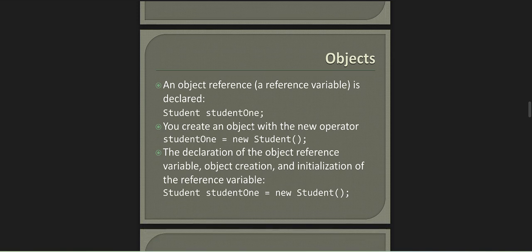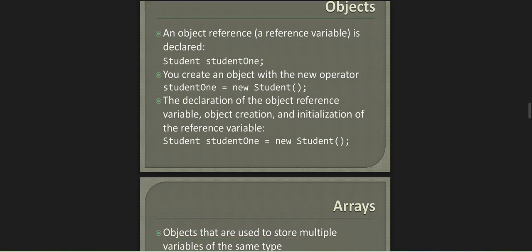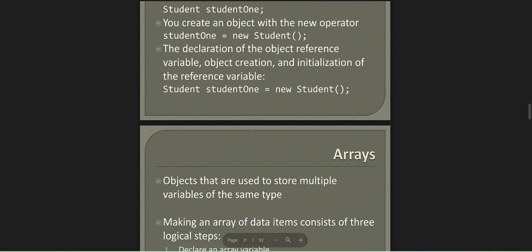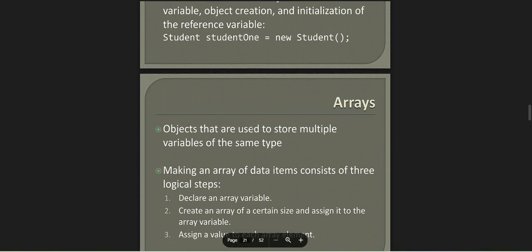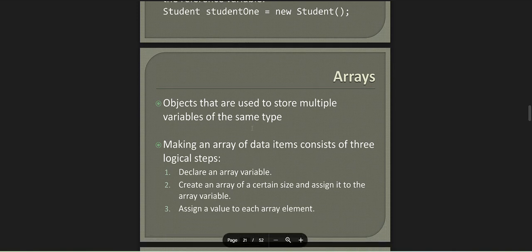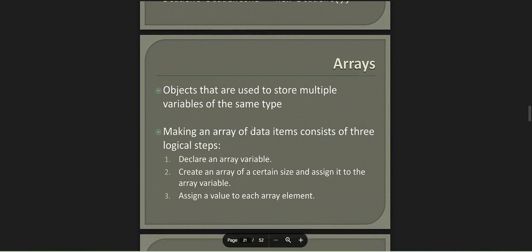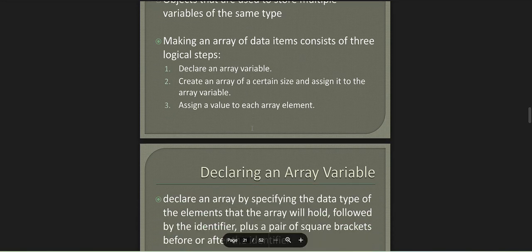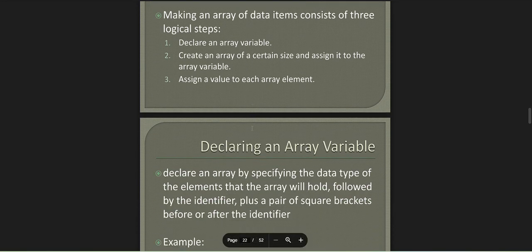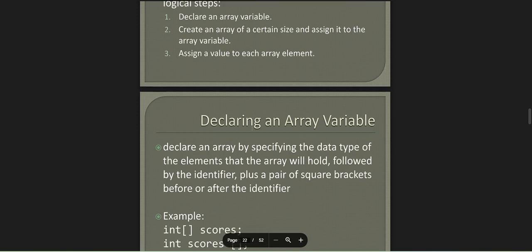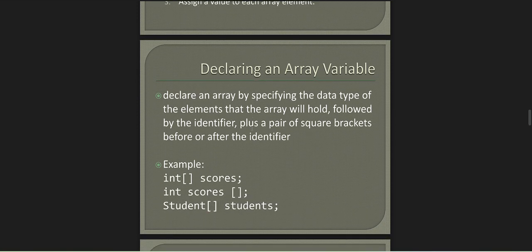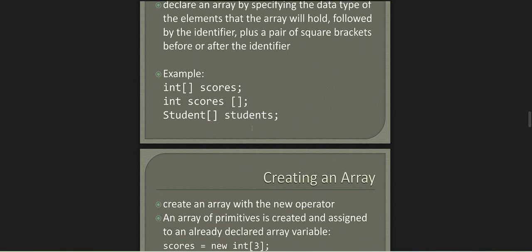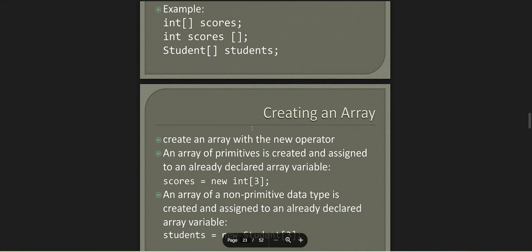Array objects are used to store multiple variables of the same data type. Making an array: declare an array variable, create an array of a certain size and assign it to the array variable, and assign the value to each element. Declaring an array variable: declare an array variable specifying the data type, for example int[] score. Creating an array with the new operator.